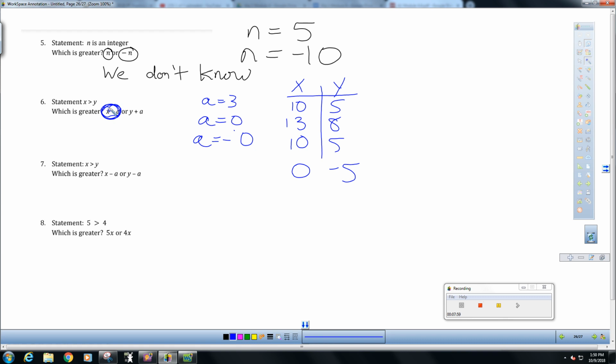X is bigger than y. What's bigger, x minus a or y minus a? I don't even think we need to write this out. It's the same exact situation.